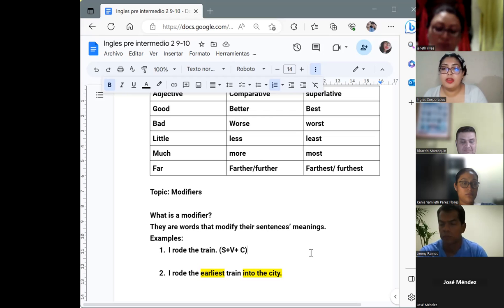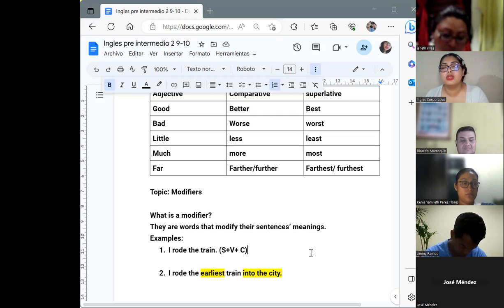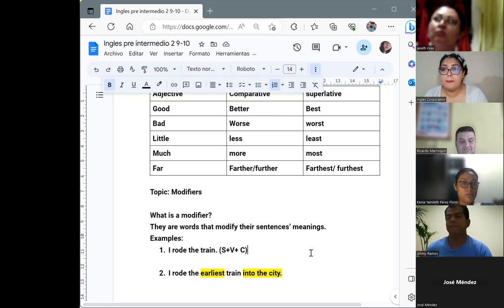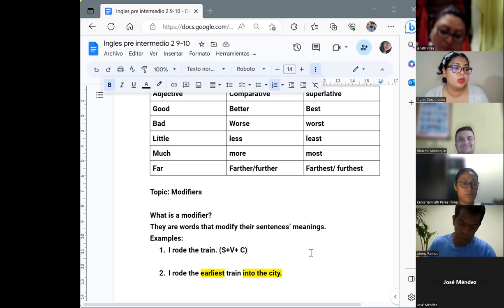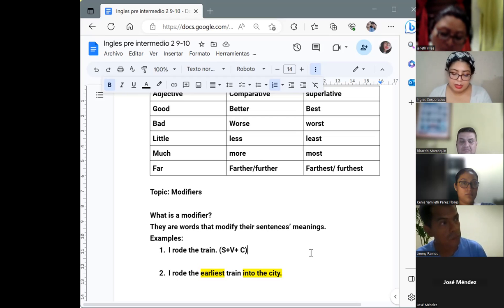Es más específica, ¿verdad? ¿Y cuáles son como los objetivos de estos modificadores? Es hacer que la oración sea más clara, nos dé más información de lo que estamos haciendo y también que pueda enganchar la atención de quien escucha. Básicamente es para eso, ¿verdad? Para enganchar la atención de la persona que nos está escuchando en ese momento.